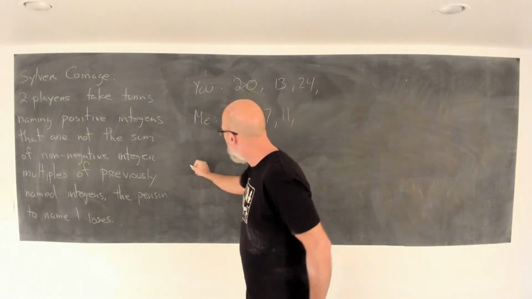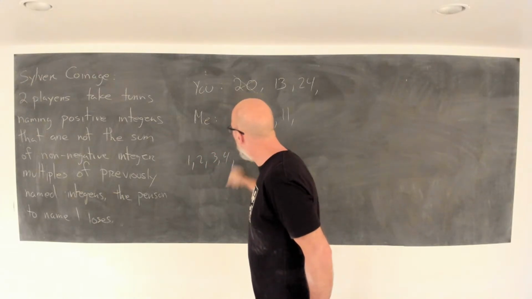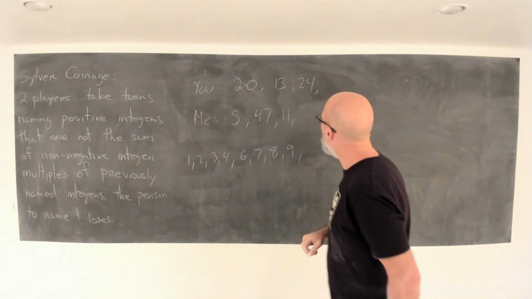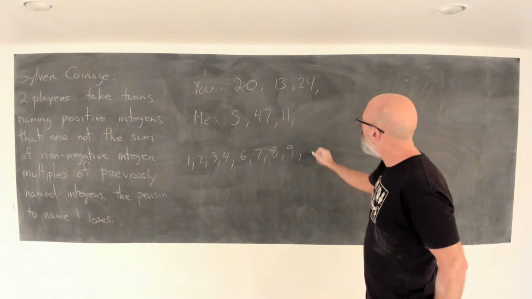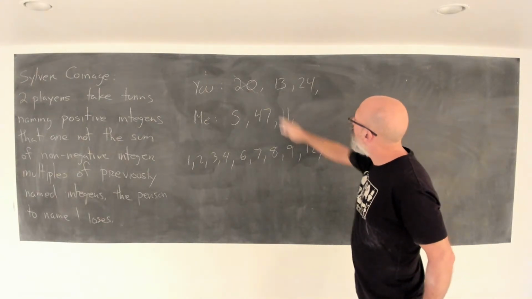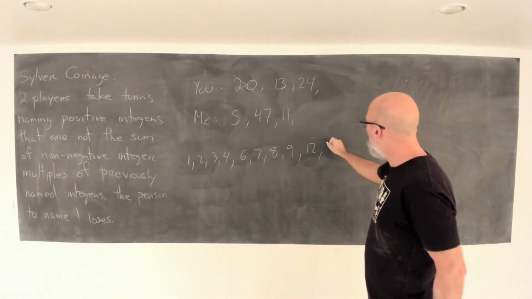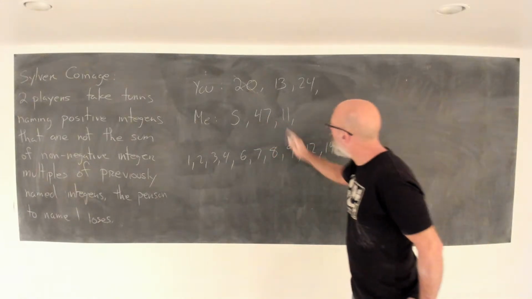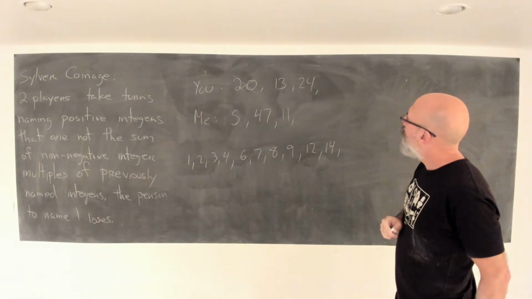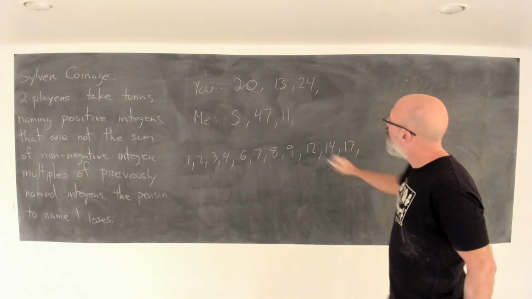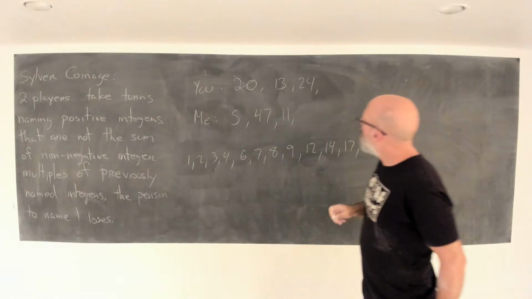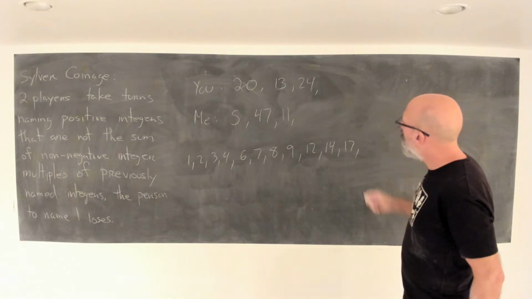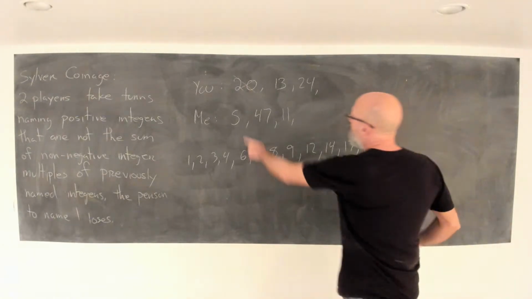Why don't we try to list what is left? 1, 2, 3, 4 for sure. 5 is gone. 6, 7, 8, 9. 10 is gone. 11 is gone. 12 is there. 13 is gone. 14 is still there. 15 is 3 times 5. 16 is gone. 17 is there. 18 is gone. 19 is there. 20 is gone.